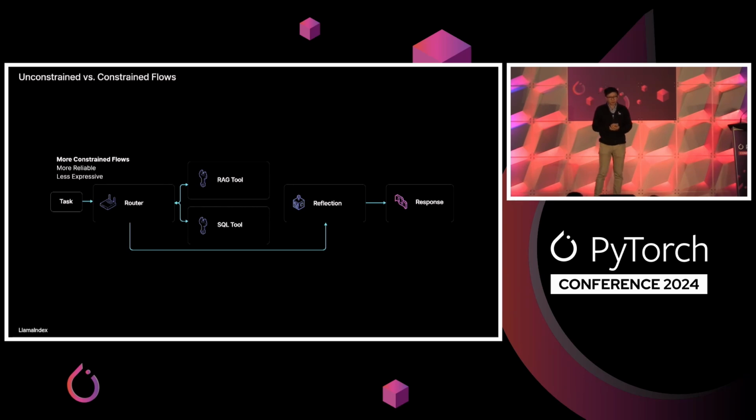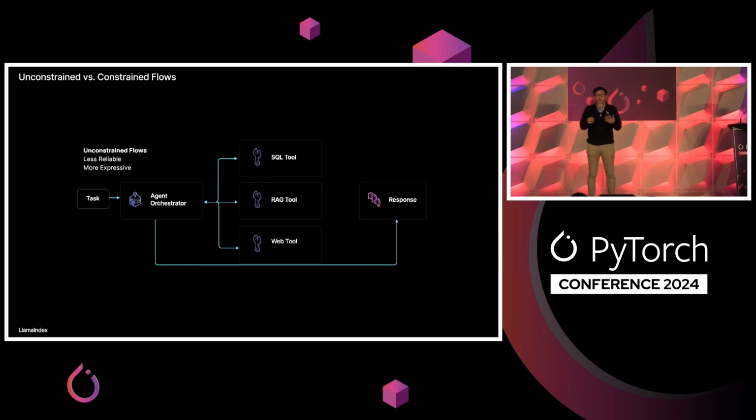I talked about this a little bit, but there's both constrained flows in agentic systems that we see folks building, which are more reliable and less expressive, and then more unconstrained flows. For instance, a general agent architecture, like a React agent with a bunch of tools, will actually, given a task, dynamically figure out the plan to solve that task, as opposed to the human writing Python code, for instance, to define that plan beforehand.